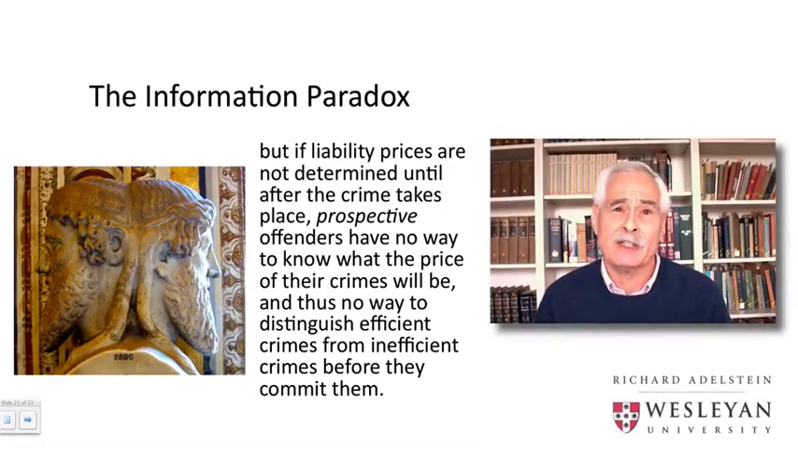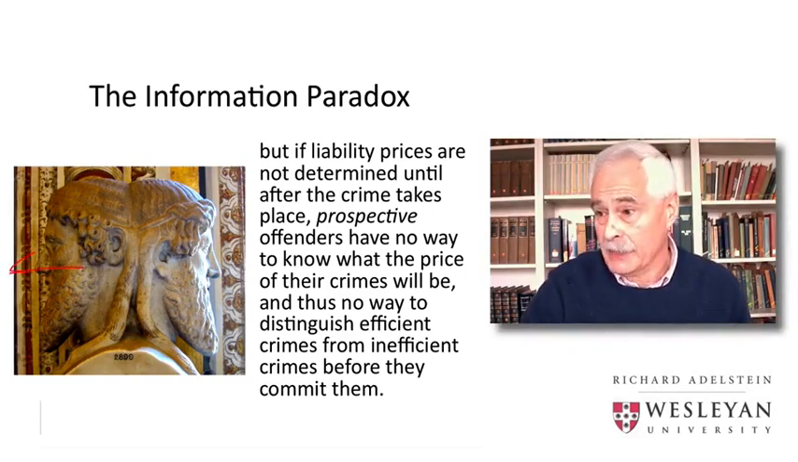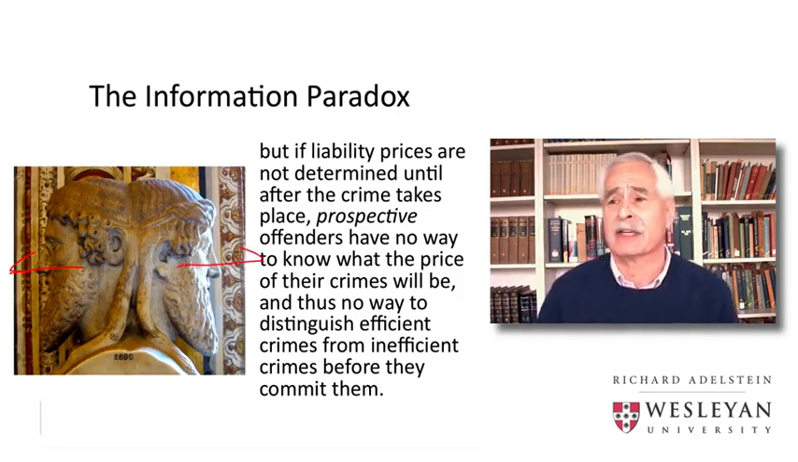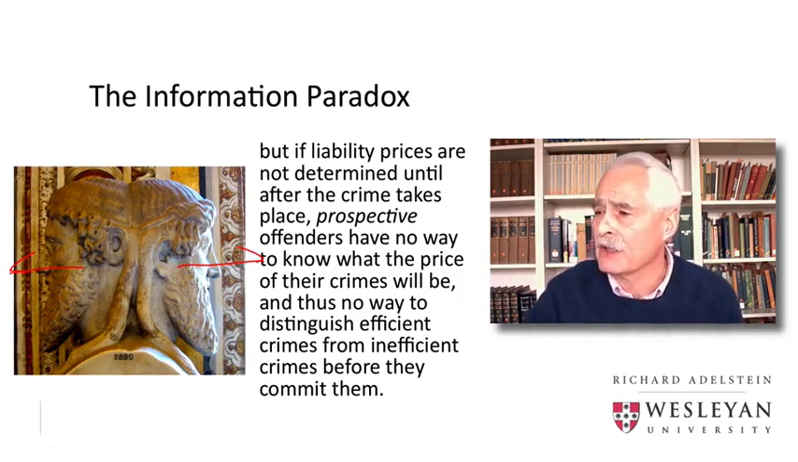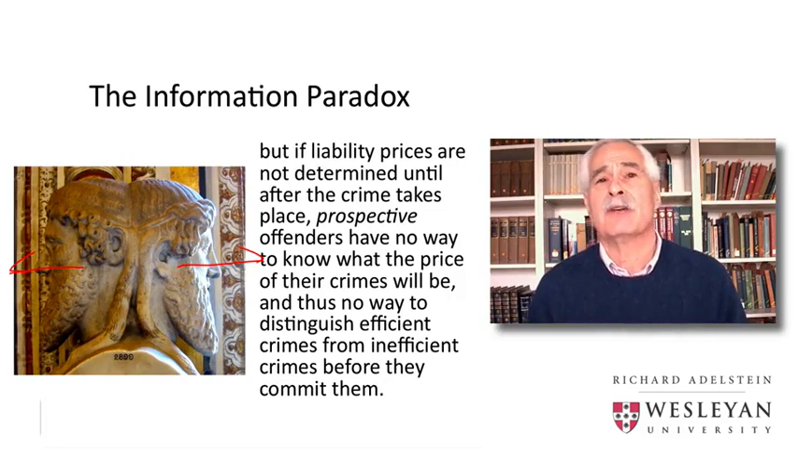So the information paradox is that the two-stage pricing process, by looking backward in determining punishment prices or liability prices after the fact, makes it very difficult for those prices to inform potential offenders in the future, and as a result, makes it very difficult for potential offenders to distinguish efficient from inefficient offenses.